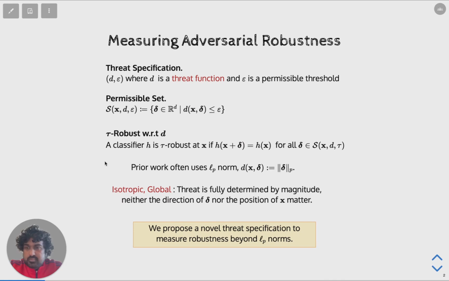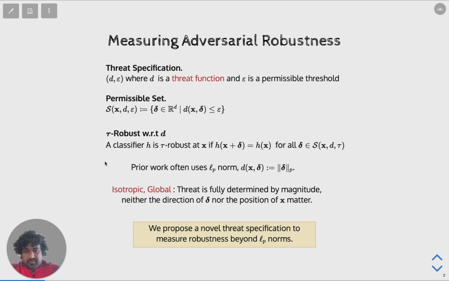In adversarial robustness, to measure, we define a threat specification where D is a threat function and epsilon is a permissible threshold. A threat function measures the level of threat presented by each corruption. The set of maximum permissible threat. Tau robustness this way is defined for every classifier at every input as a label prediction being invariant to the local neighborhoods defined by the permissible set.